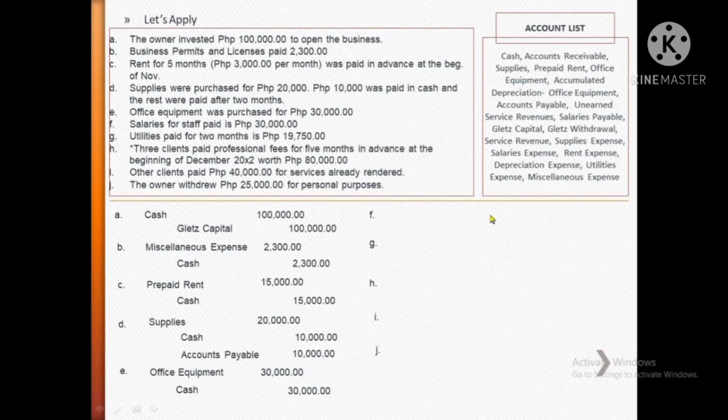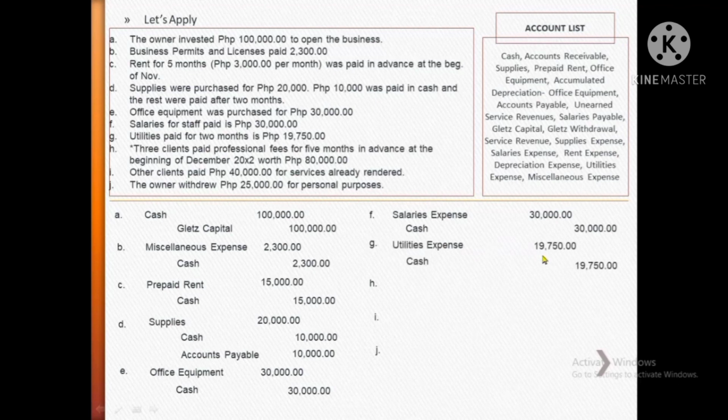In letter F, when you are going to pay salaries, then you are going to debit salaries expense 30,000 and then credit cash 30,000. And in letter G, you've paid for utilities, so you debit utilities expense 19,750 and credit cash 19,750.